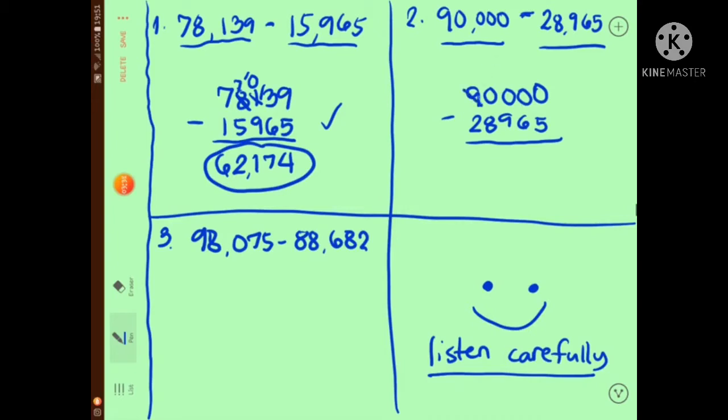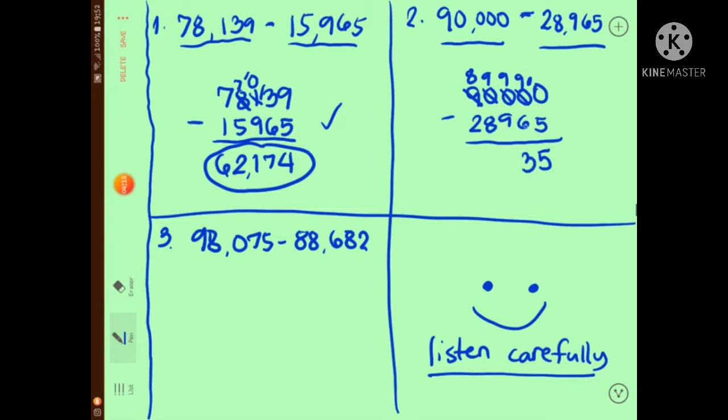So we will borrow from 9. So 9 will become 8. What will happen to the next zeros? They will become 9, correct? 9, 9, 9, and then the last zero will become 10. Correct? Yes. Okay, so what is 10 minus 5? 10 minus 5 is 5. And then 9 minus 6. 9 minus 6 is 3.